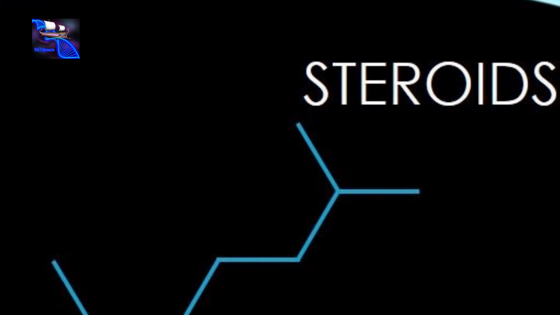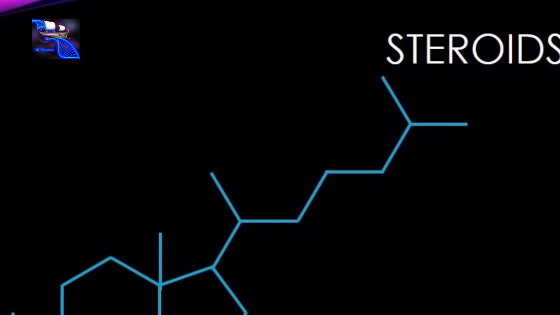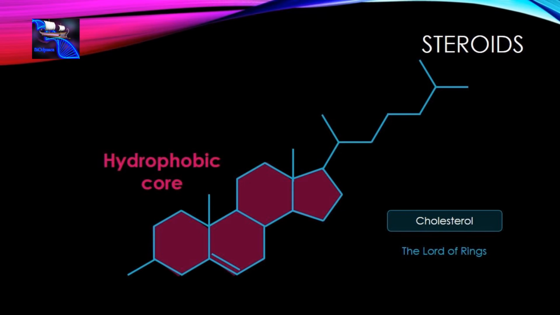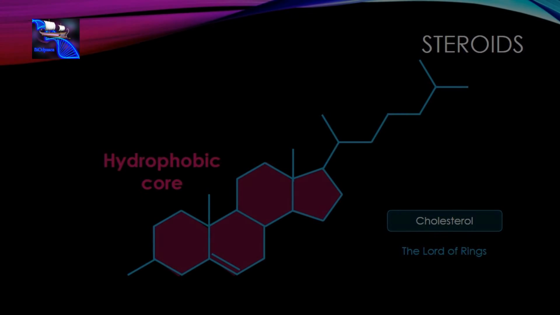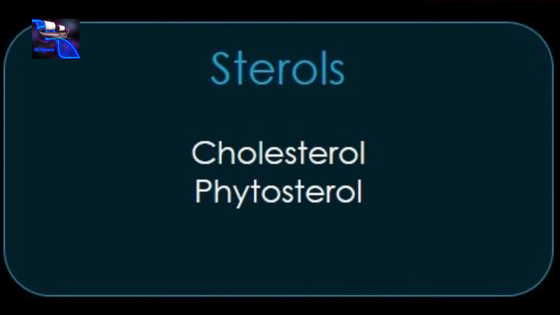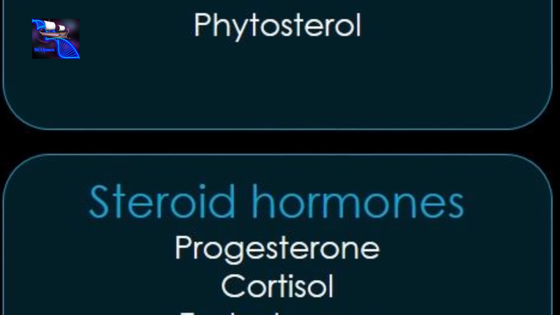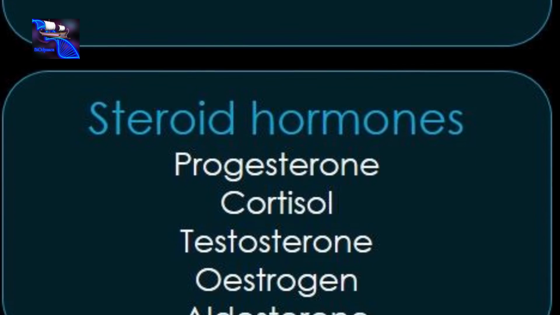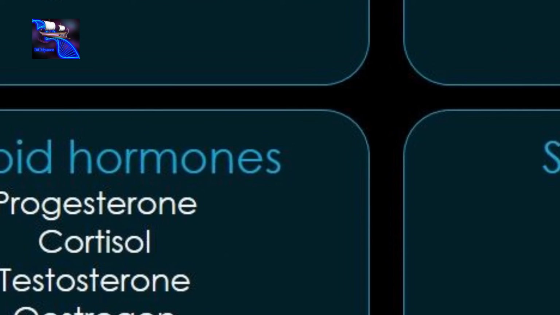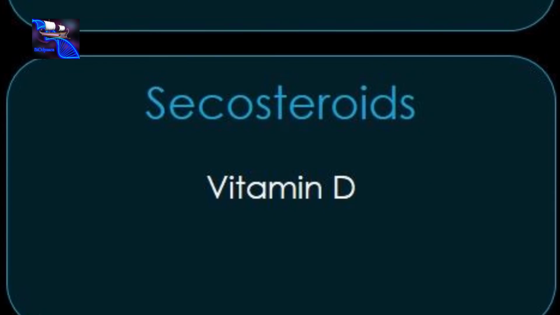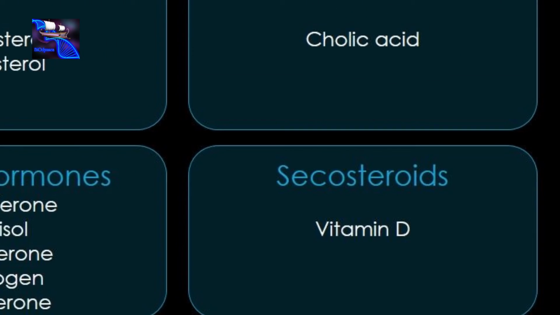Steroids are polycyclic organic compounds presenting a hydrophobic core composed of 17 carbon atoms bonded in 4 fused rings. Hundreds of steroids exist in the whole kingdom of life. Steroids include, among others, sterols and their derivatives, cholesterol, phytosterol, steroid hormones like the progesterone, cortisol, testosterone or estrogens, bile acids, and secosteroids, from Latin secare, that means to cut, presenting a broken ring, like the vitamin D.